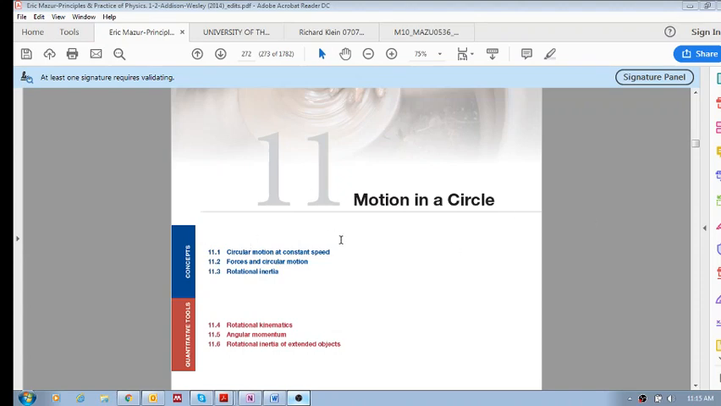Let's move on now to chapter 11, motion in a circle, circular motion. Already in the previous chapter, when we looked at motion in a plane, we were introduced to motion that does not move in a straight line. We saw some kind of curved motion with projectile motion. So it's a nice segue or introduction to motion in a circle. We have seen some kind of curved motion before.